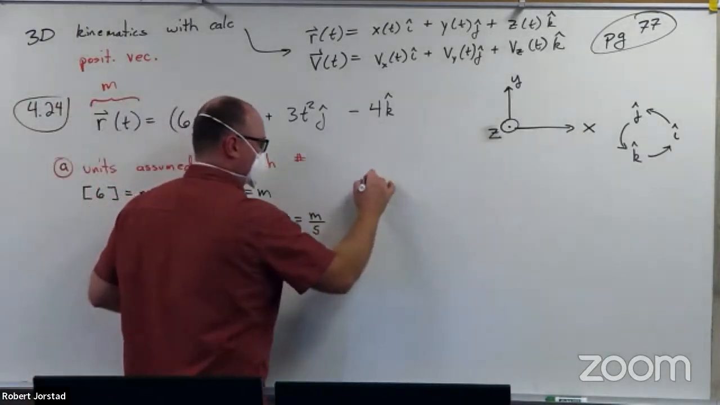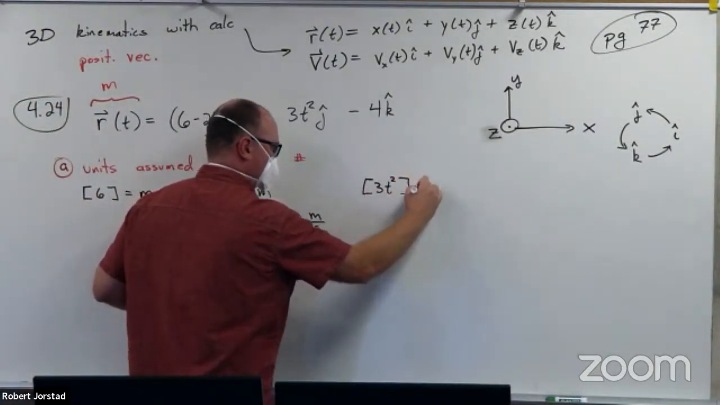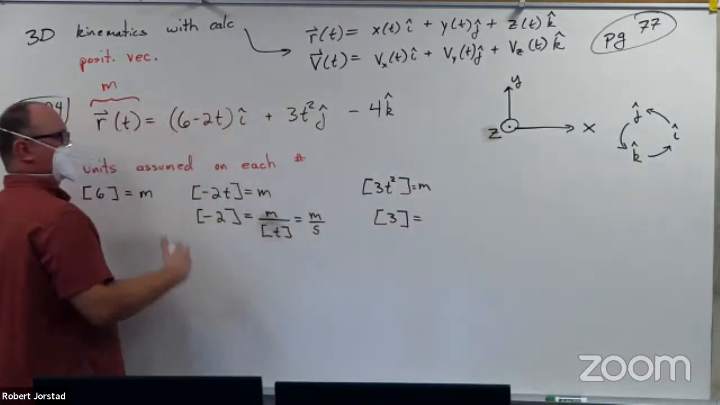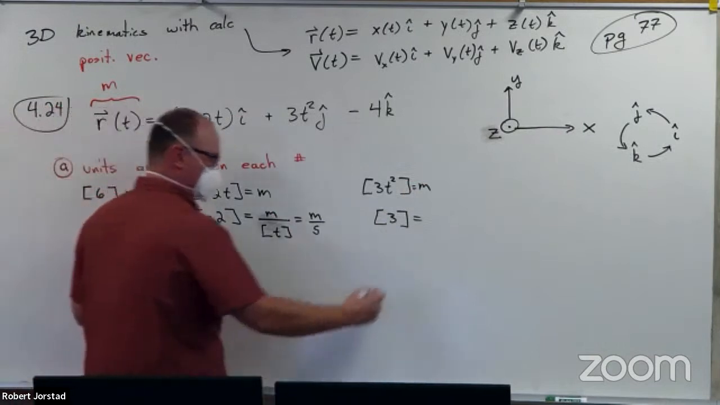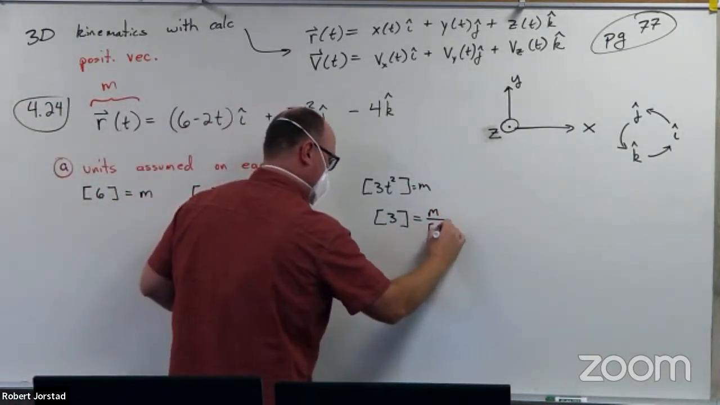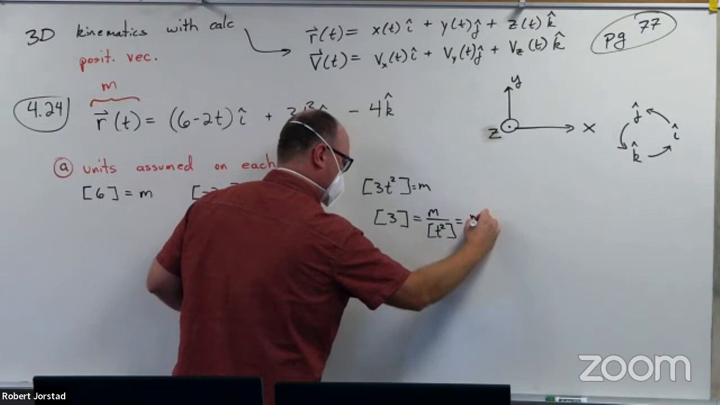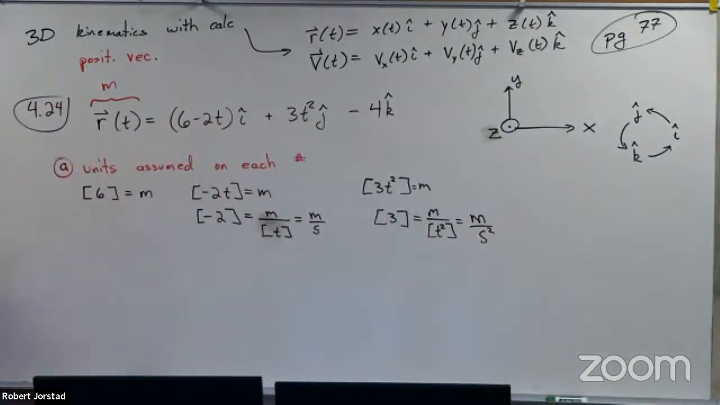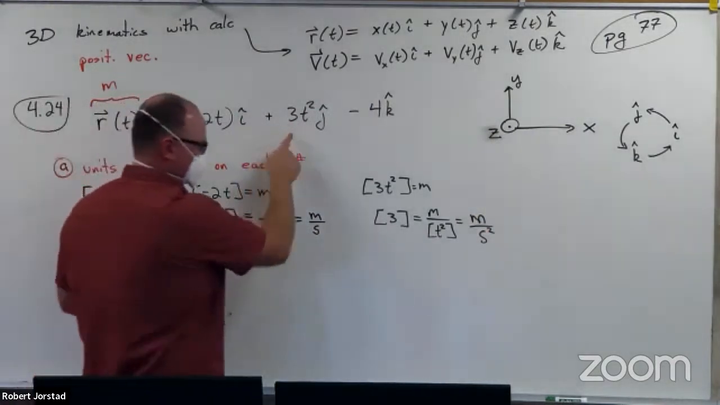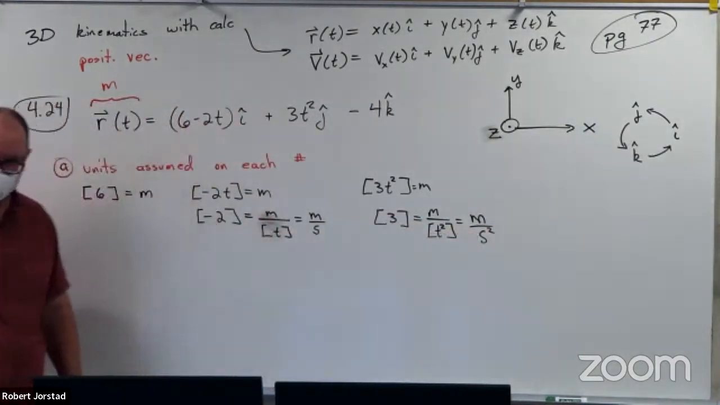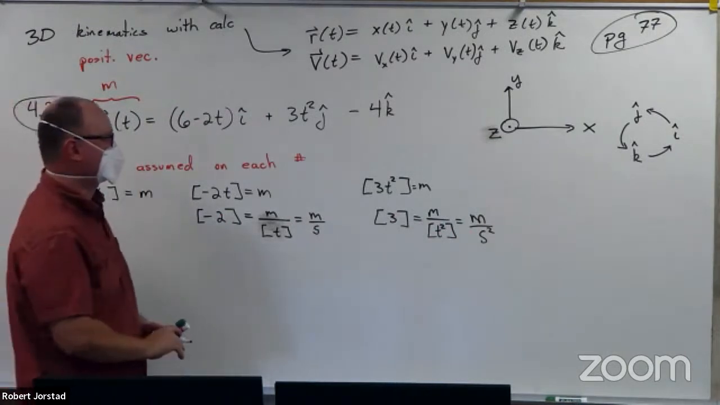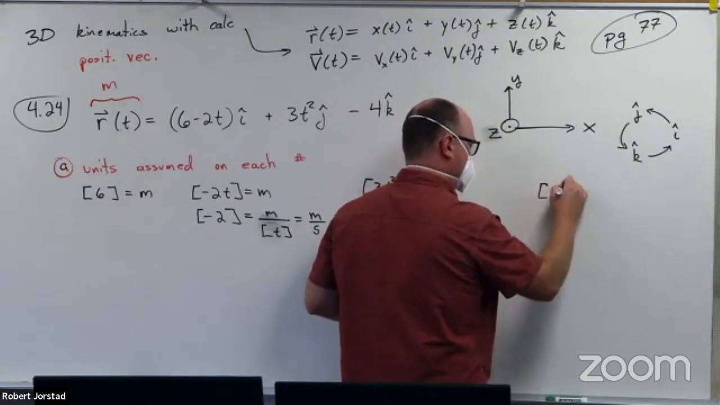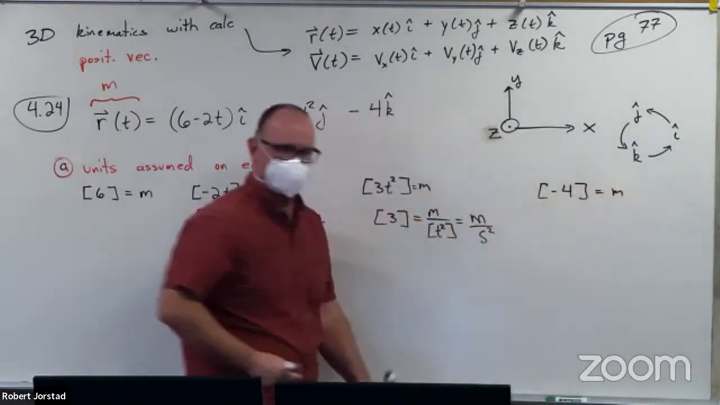Okay. So what are the units of 3 in this case? Meters per second squared. And you can tell that relates to the acceleration, but it's not the acceleration. Just because 3 has the right units for acceleration doesn't mean that's the acceleration. We know that there's going to be some derivatives and stuff. And what are the units of this -4? Meters. So far, so good?